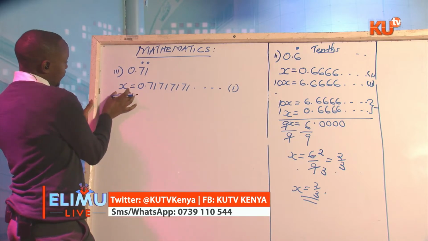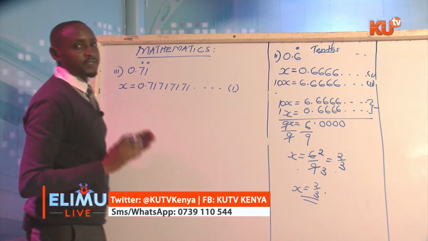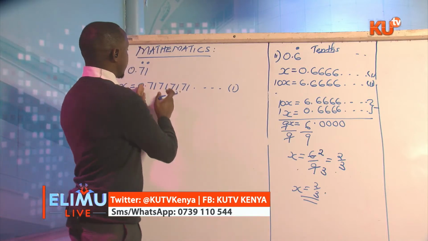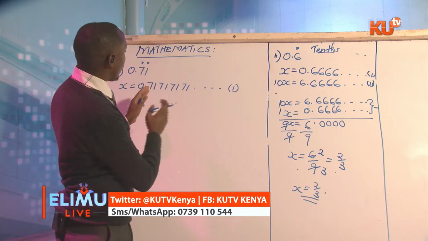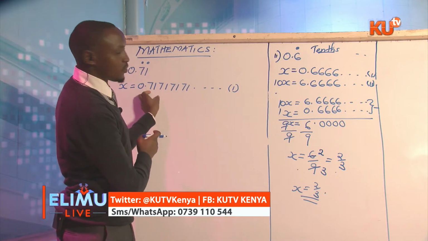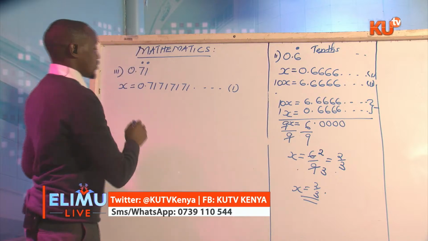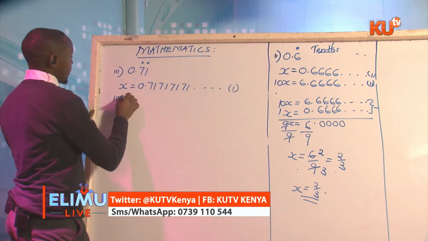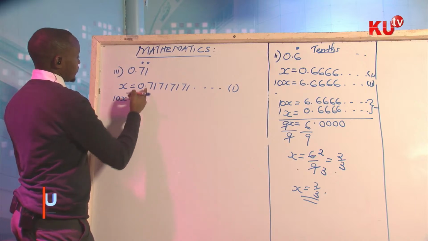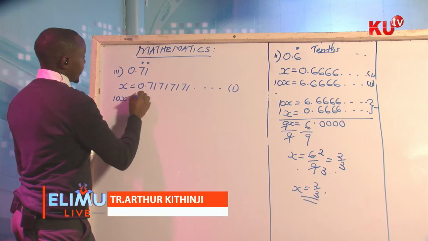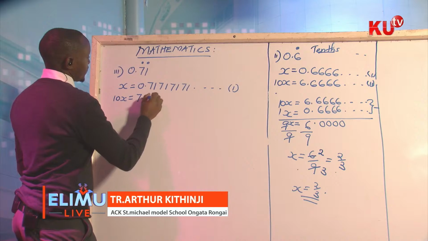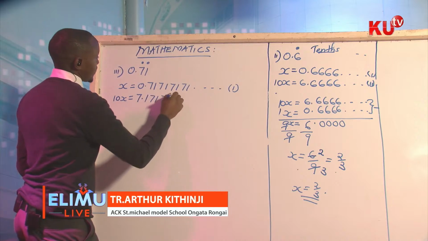So let's multiply x by multiples of 10 and move this decimal towards the right to check where, when we subtract from this original number, we shall be able to get 0 in the decimal part. So we shall multiply our x by 10 first. When you multiply this number by 10, you'll get 7.1717.